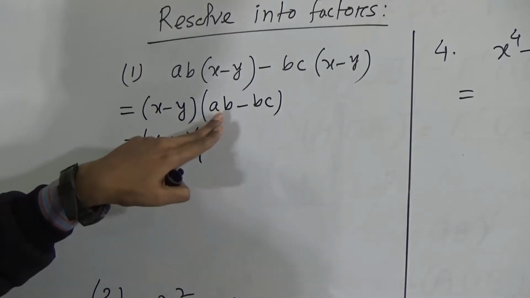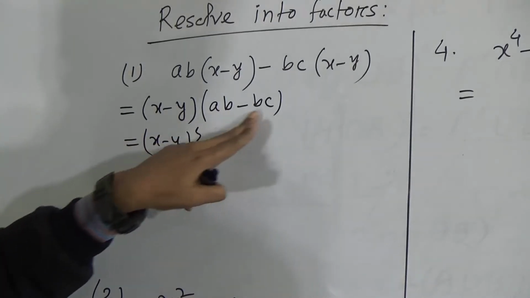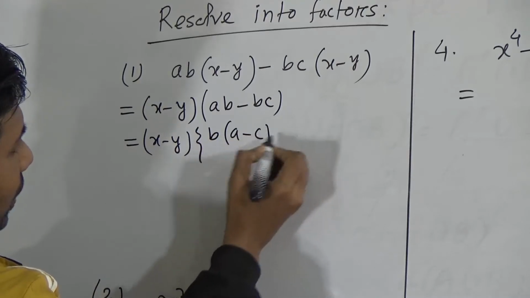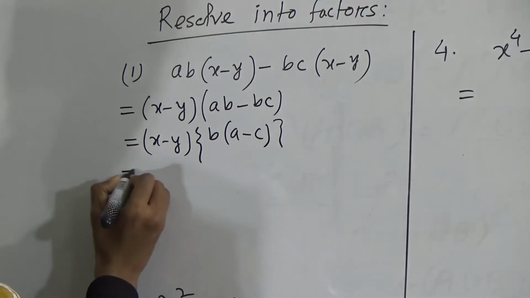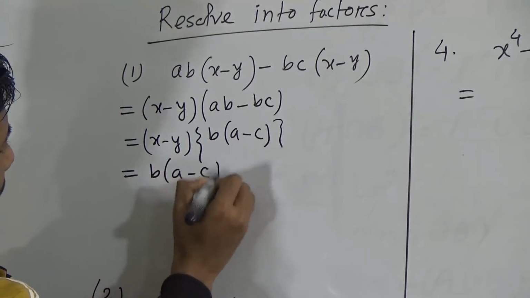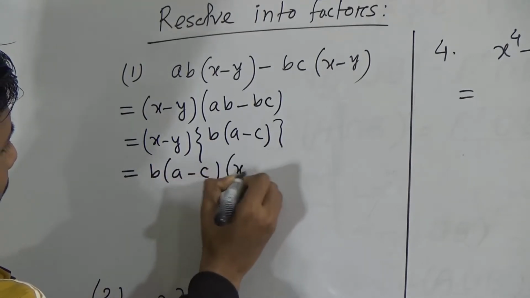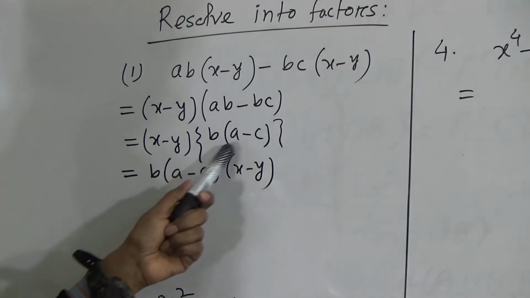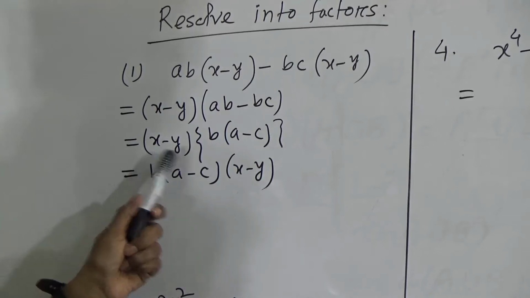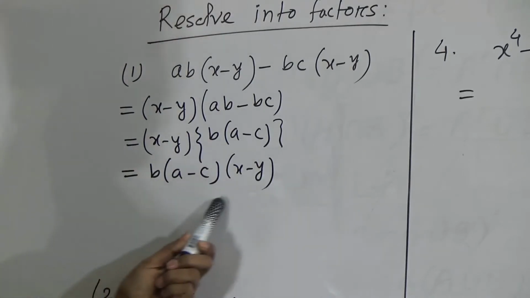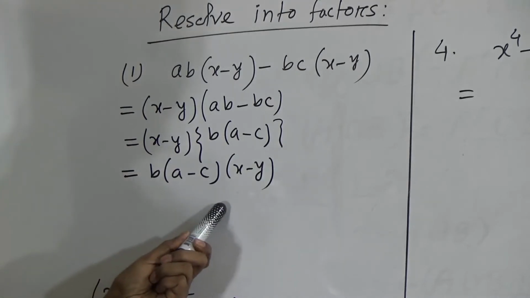Student, notice here AB minus BC. Okay, here B is the common, so we have to write here B, then A minus C. Okay, now we have to write B into A minus C into x minus y. Okay, this is the required resolve into factors. Okay, look, B into A minus C, x minus y. The first one, this is the expression, now it becomes a factor.